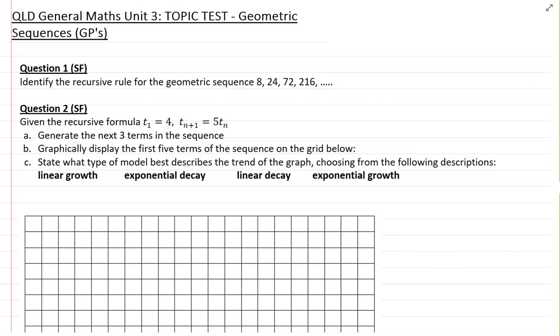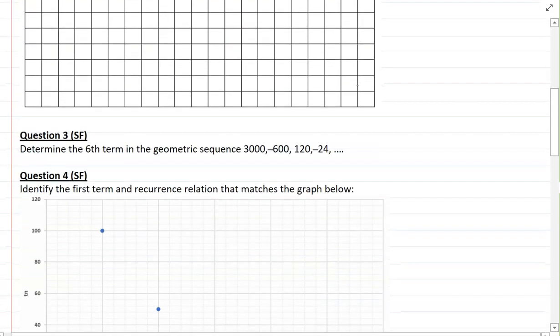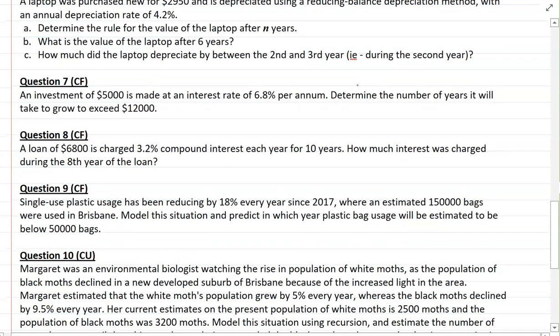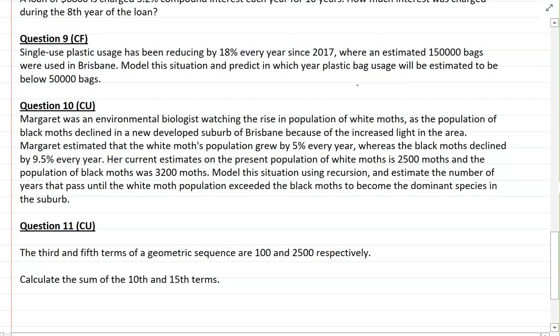This is another topic test on geometric sequences as part of the Unit 3 content from the Queensland General Maths syllabus. And again, similar to other topic tests, I've written these questions based on the sample assessment questions that QCAA have released, just as extra practice for students. You'll see that in total there are 11 questions: simple familiar, complex familiar and complex unfamiliar questions. So feel free to pause the video and attempt the questions at any stage.